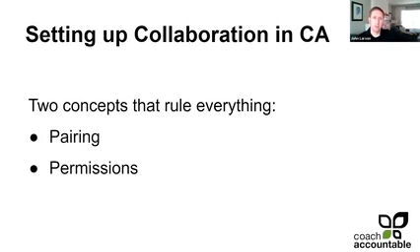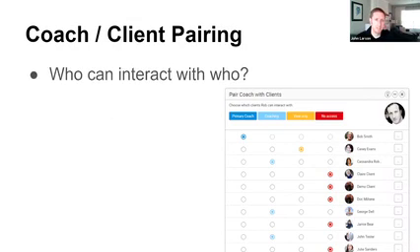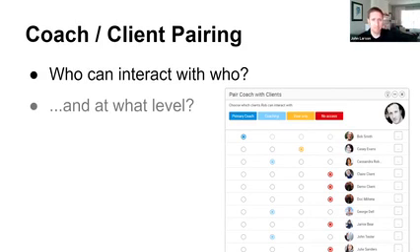Pairing is simply a matter of pairing coaches to clients. It's a matter of defining specifically who is able to interact with whom. This enables you to do proper siloing. If you've got 100 clients and 5 coaches, and each of those 5 coaches is only concerned with their own respective 20 clients, that kind of siloing can be done simply by pairing the right people with the right coaches, and vice versa.